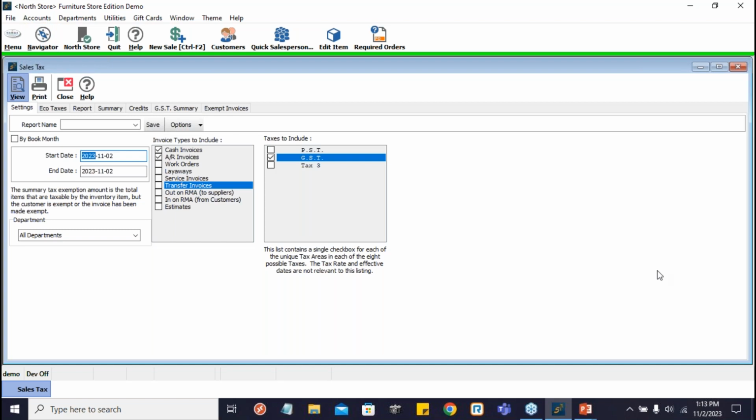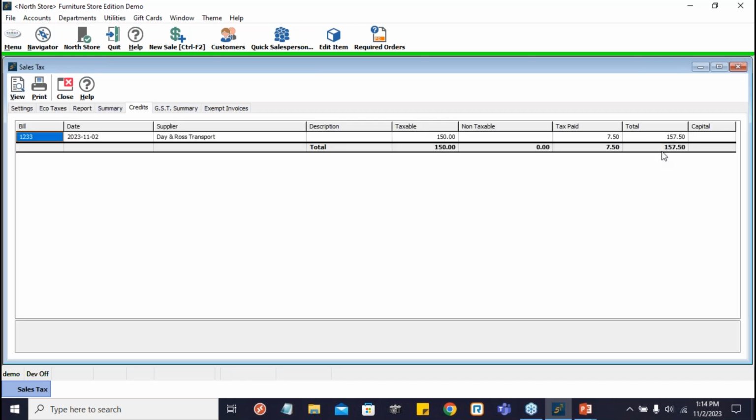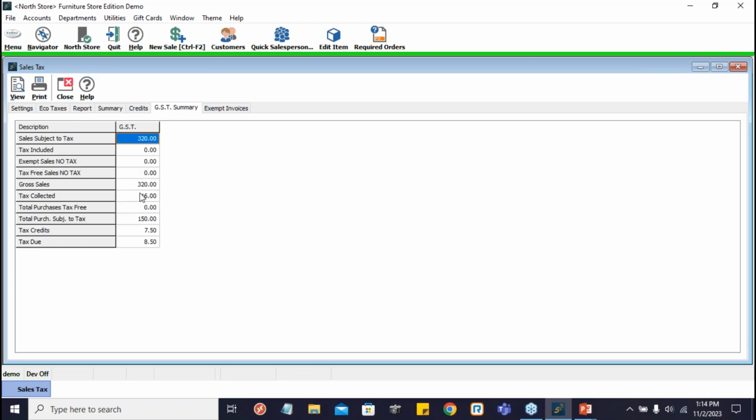So here's the $16 GST that we collected from the customer. If I go to credits here, this is the total tax credit, $7.50. And if I go to the GST summary, it says that I have collected $16 and I got tax credits of $7.50, and the tax due is $8.50. So this is the amount that I'm going to need to pay to CCRA.